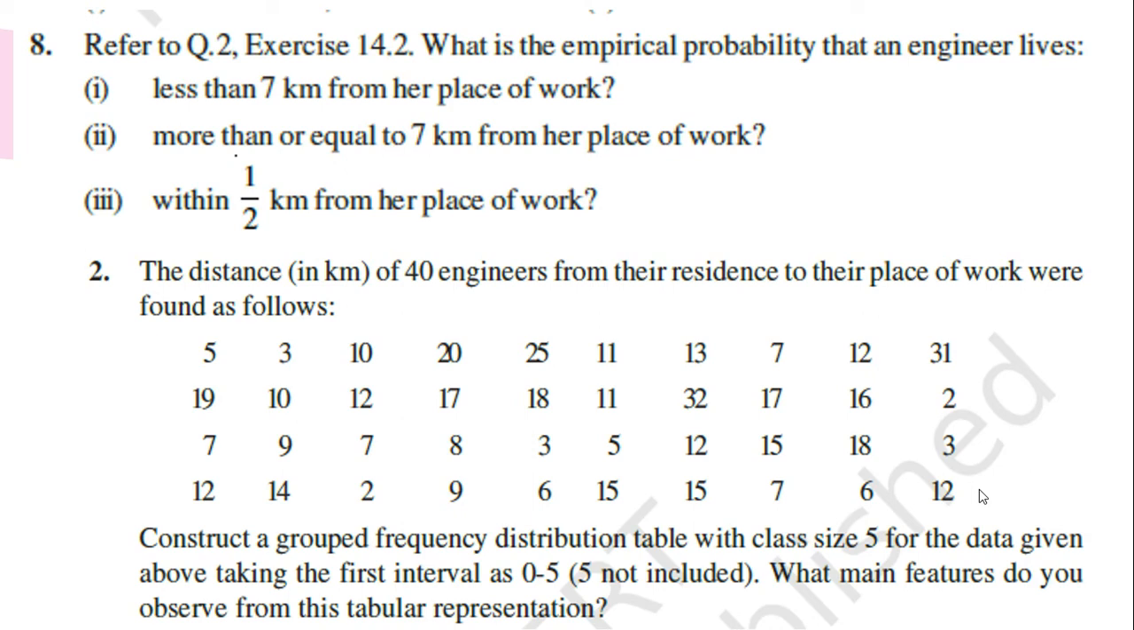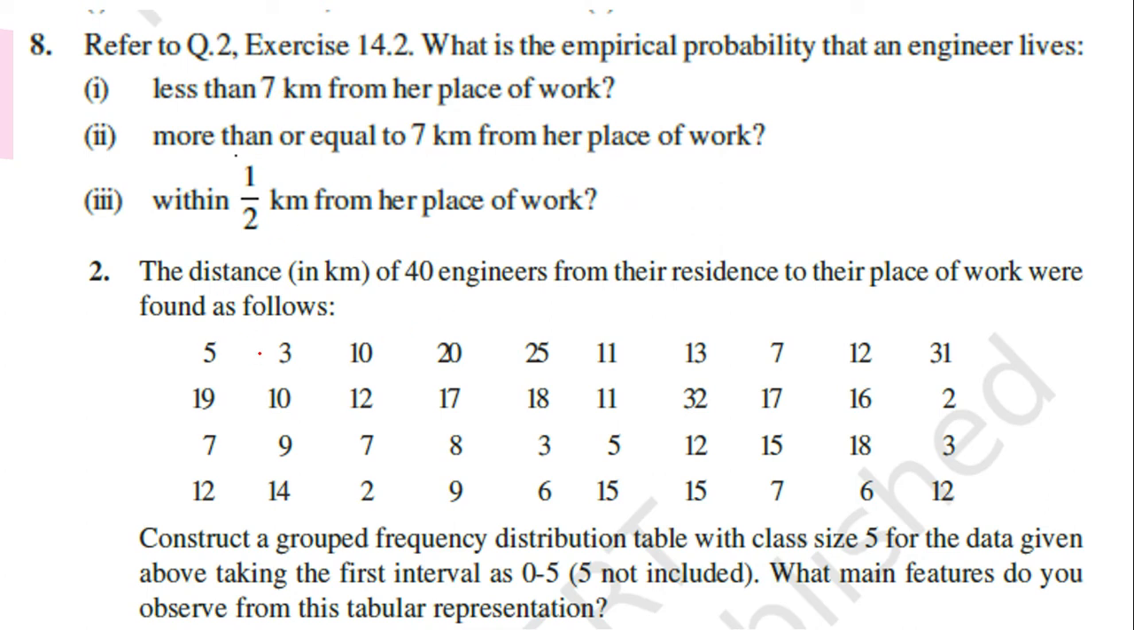Okay, eighth question, refer to question number 2, exercise number 14.2. We have to find the empirical probability. You all know what empirical probability is. That is nothing new, it is just probability. Another name for probability is empirical probability. So, first question: less than 7 kilometers. This question we actually have seen in our last chapter.